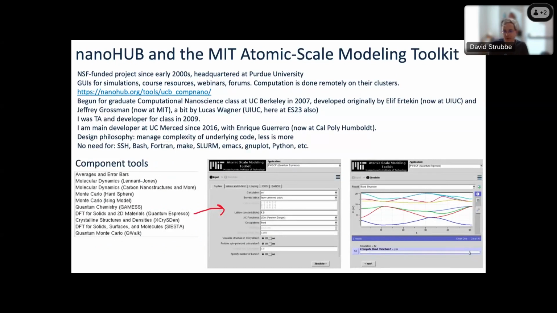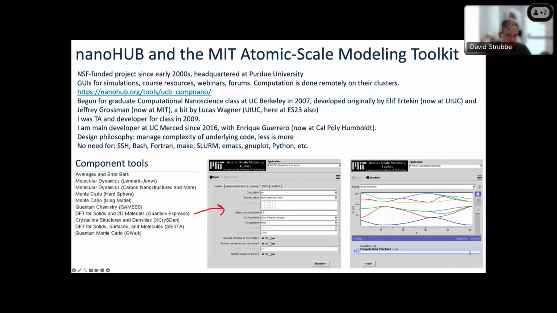Okay, and so our tool to do that is, of course, nanoHUB, which is why we are here on a nanoHUB webinar, and specifically the MIT Atomic-Scale Modeling Toolkit. And so just a little bit about all of this.